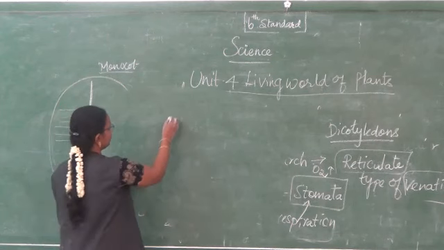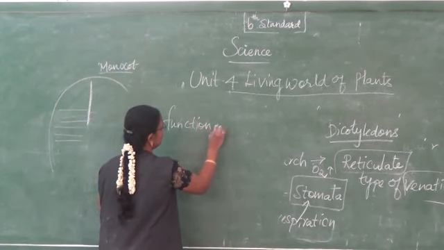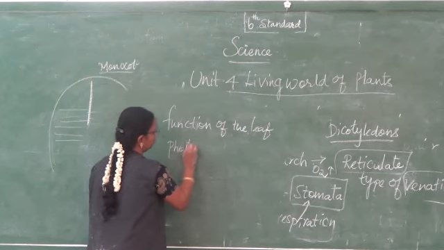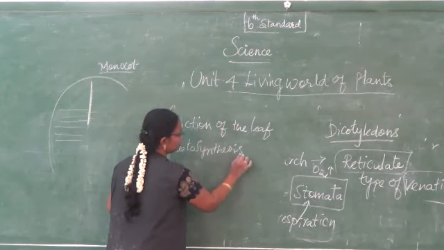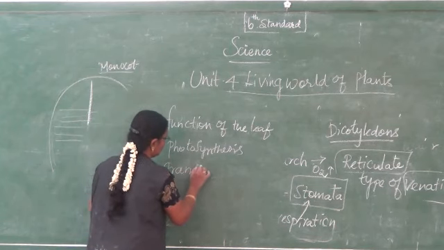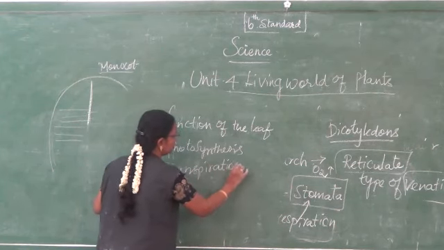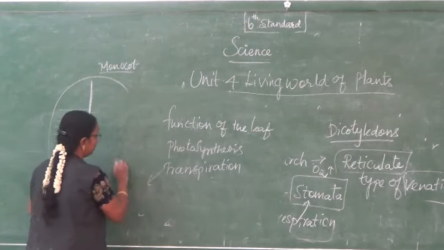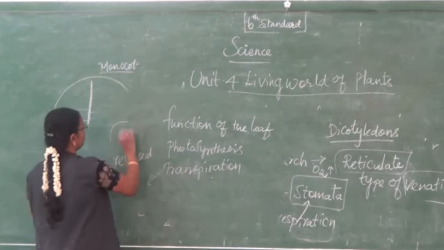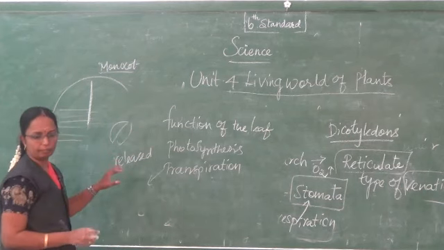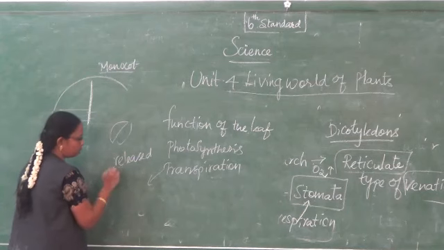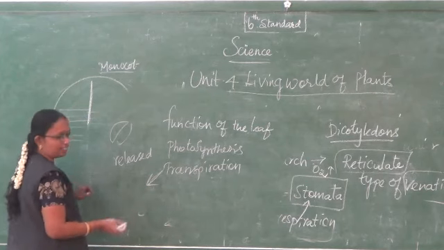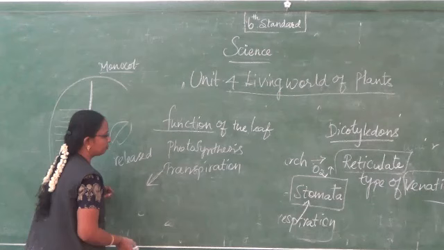Okay, the main function of the leaf is photosynthesis. After photosynthesis, the transpiration. What do you mean by transpiration? If the plant contains excess water, it is released through the stomata. So we have seen about the stomata, the opening which is found at the base of the leaf. Through the stomata, the excess water is released. This process is known as transpiration. So this is one of the main functions of the leaf.